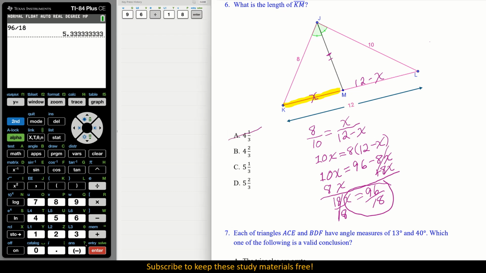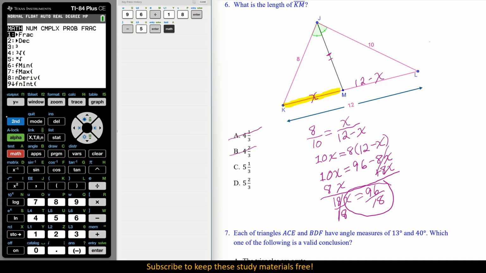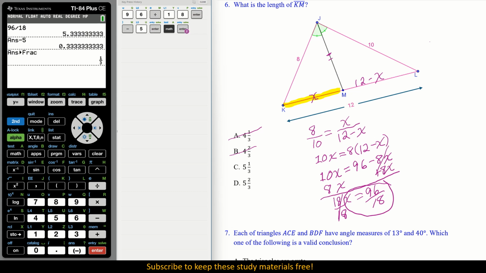Well, this doesn't work. Of course, I know that that's 3 repeating, and I know that's 1/3. Let's say it's some other number repeating, and you don't know what the value is. Subtract the whole number, which in this case is 5, and then we use math, highlight Frac, and push enter, enter, and that is 1/3. So the option is C.